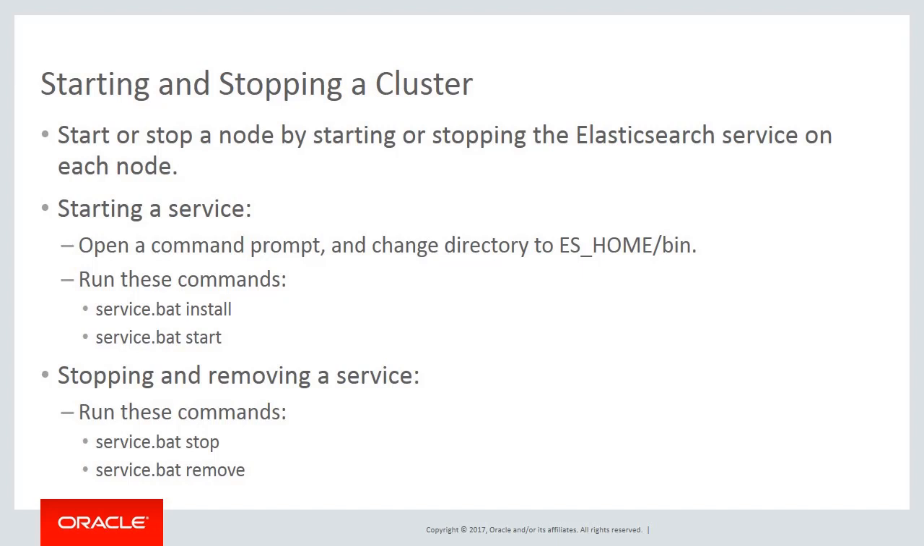To start a service, open a command prompt window and change directory to es_home/bin. Run these commands: service.bat --install, service.bat --start. To stop and remove a service, open a command prompt window and change directory to es_home/bin. Run these commands: service.bat --stop, service.bat --remove.